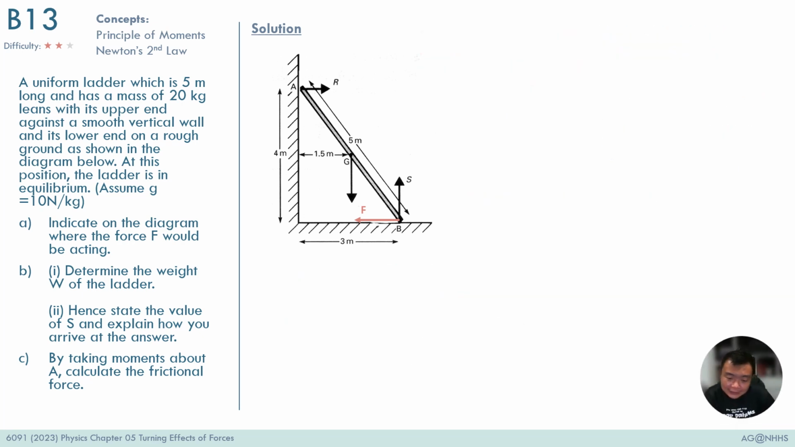Now in part C, you are to solve for the frictional force using moments. So let's, as per usual, be very clear about where the pivot is. That's always the starting step. Find the pivot point. I've used A as the pivot point, and I've again looked at all the forces remaining, which is the downwards weight. And this downwards weight, if it is the only force acting on the ladder, will want to rotate the ladder in a clockwise manner. So this is the moment.